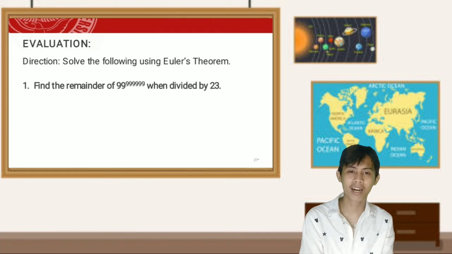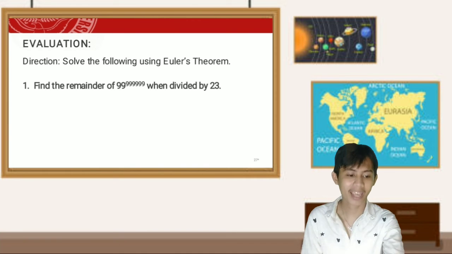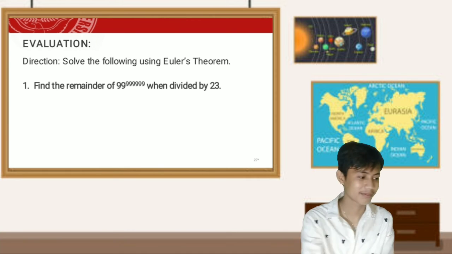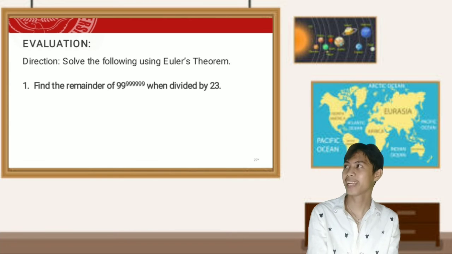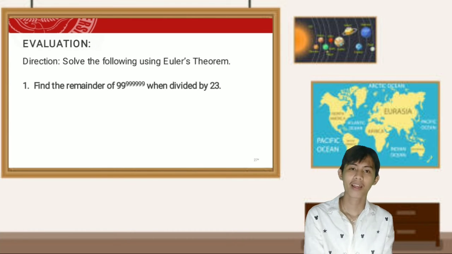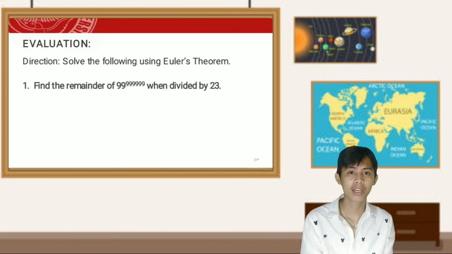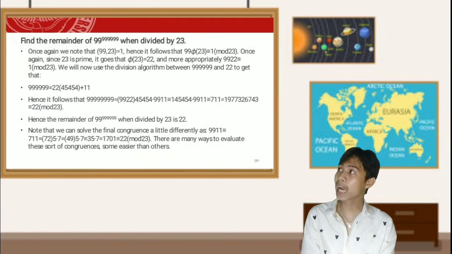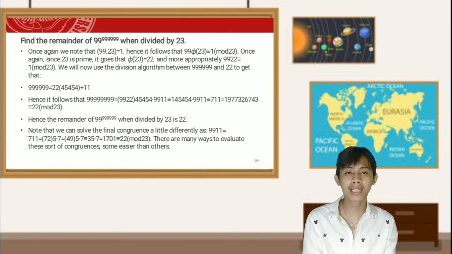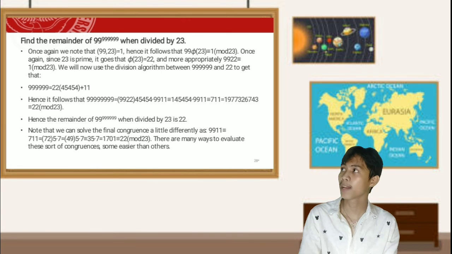Okay class, time's up. You may now submit your paper. Okay, thank you. So, we're going to answer the evaluation, so that you know if you got the correct answer. Find the remainder of 99 to the power of 9,999,999 when divided by 23.